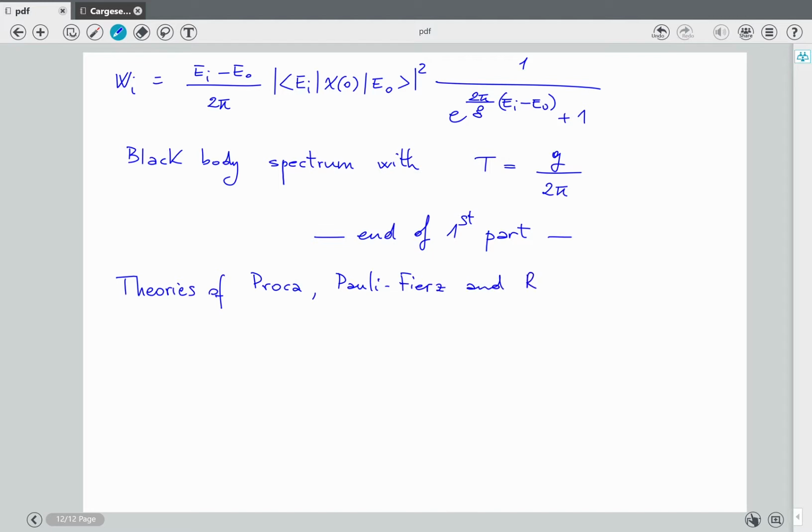Rarita-Schwinger. So the Proca theory deals with particles of spin 1 and a non-vanishing mass. Pauli field's theory deals with particles of spin 2 and a non-vanishing mass, and the Rarita-Schwinger theory deals with particles of spin 3/2, both with zero mass and non-vanishing mass. It's called Rarita-Schwinger in both cases.